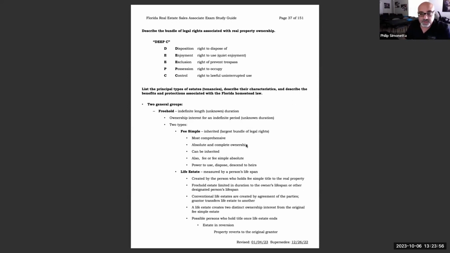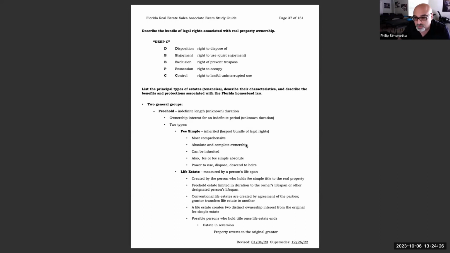Now let's list the principal types of estates. You have tenancies, which are also estates. Now you can describe their characteristics and describe the benefits and protections associated with the Florida homestead law. So there's two general groups of estates and tenancies. You have one, a freehold estate, and that's for indefinite length, unknown duration, right?